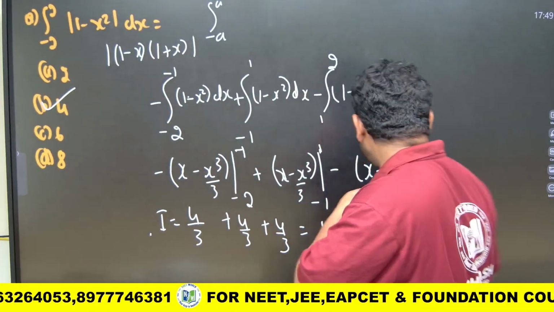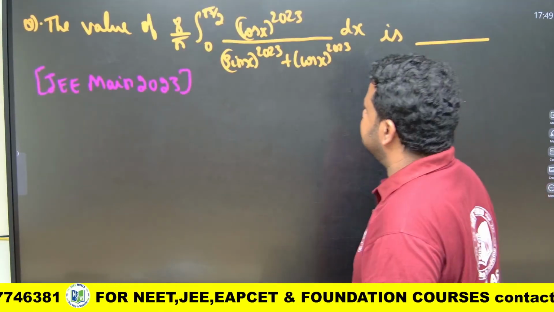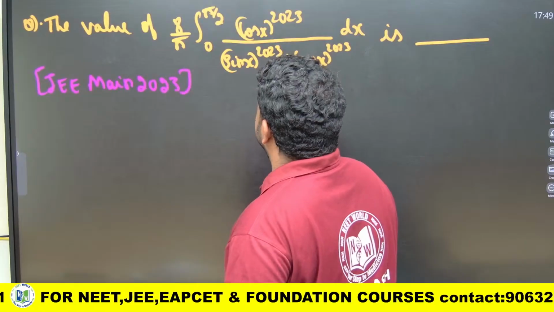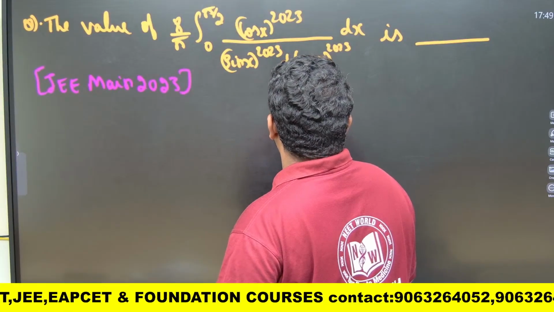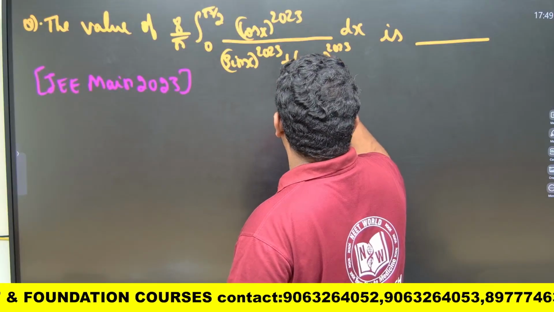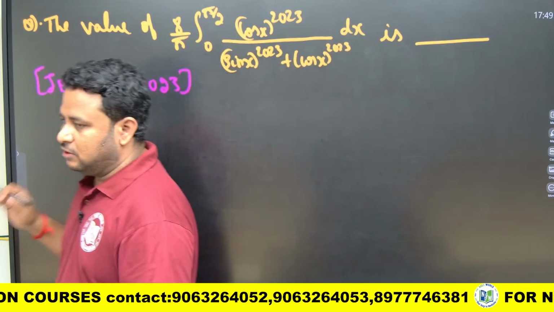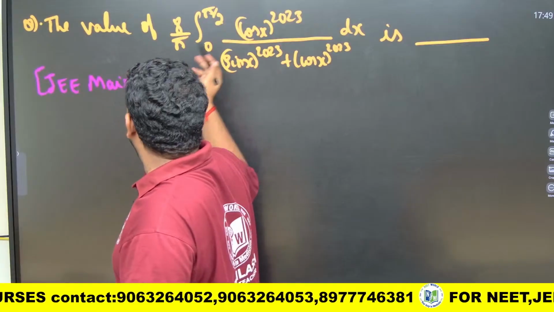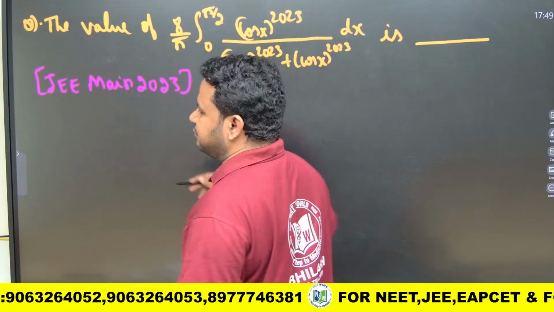Now let us move to the next question. See here, they are asking the value of 8 by pi integral 0 to pi by 2 cos x to the power of 2023 by sin x to the power of 2023 plus cos x to the power of 2023 dx. This is a question that has been asked many times. They have asked it in 2023, 2024, 2025, so they have repeatedly asked it.